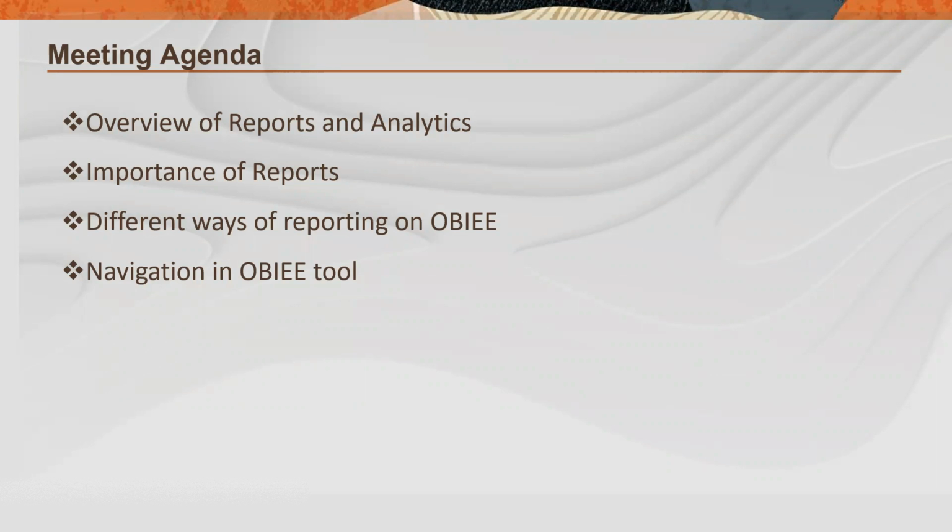So we are going to see what these reports and analytics are, and how they are helpful for any organization, and their importance. We'll also see different ways of creating reports in OBIEE, and then we'll see the navigation. Here OBIEE means Oracle Business Intelligence Enterprise Edition. Within this we have different ways of creating reports, and we will see those.